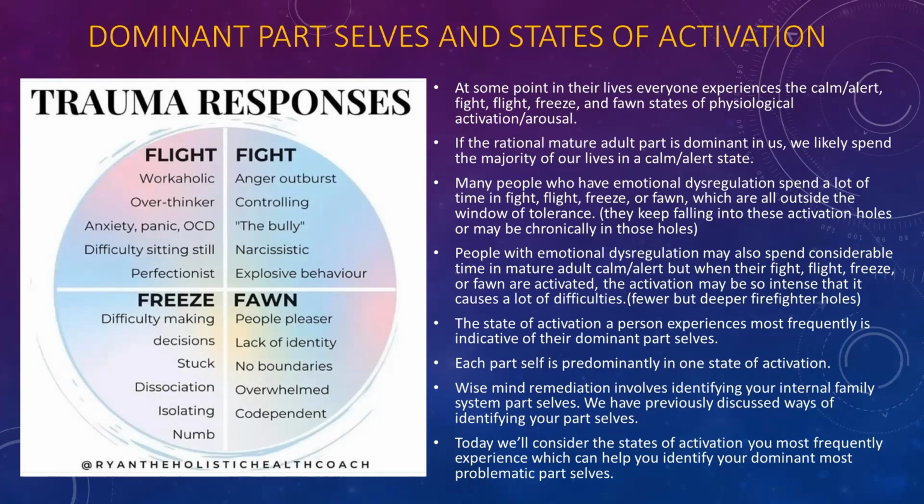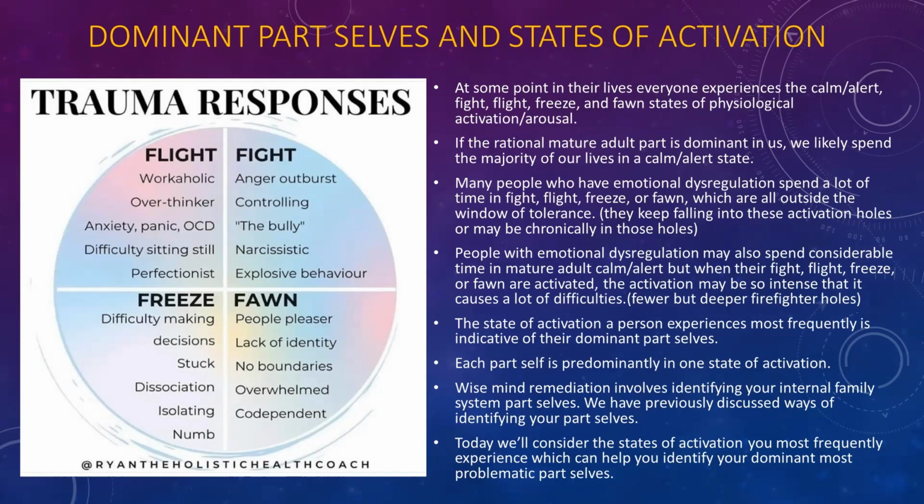Dominant part selves and states of activation. At some point in their lives, everyone experiences the calm, alert, fight, flight, freeze, and fawn states of physiological activation or arousal. If the rational, mature adult part is dominant in us, we likely spend the majority of our lives in a calm, alert state. Many people who have emotional dysregulation spend a lot of time in flight, freeze, or fawn, which are all outside the window of tolerance. They keep falling into these activation holes or maybe chronically in those holes.